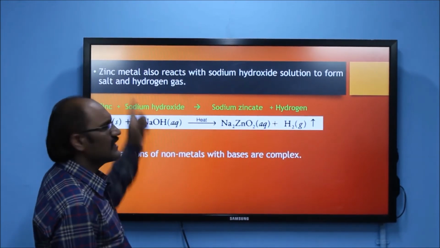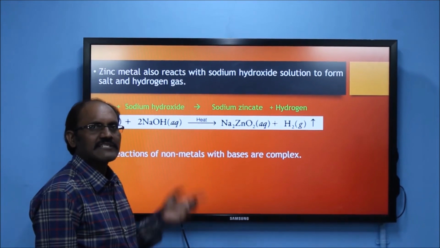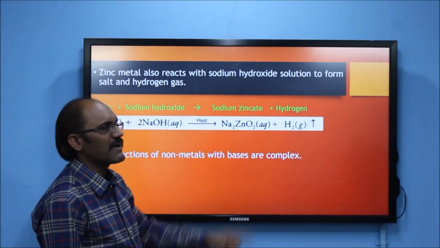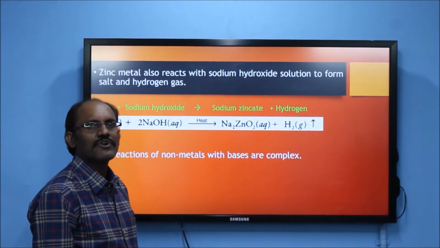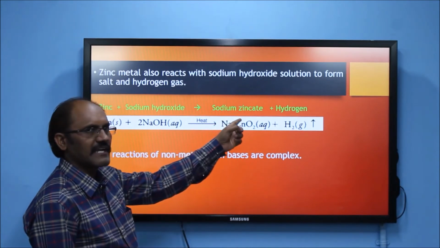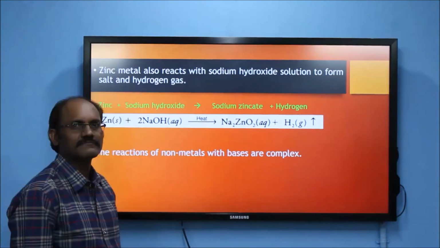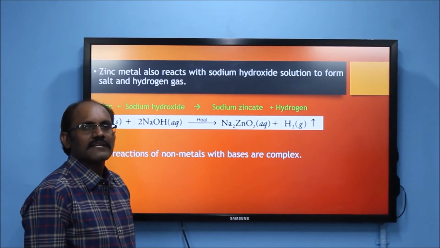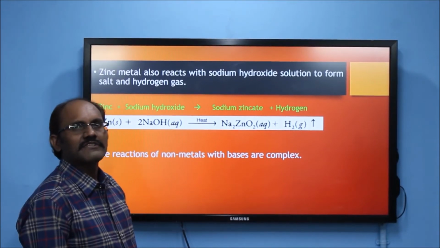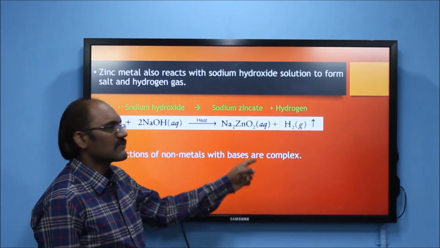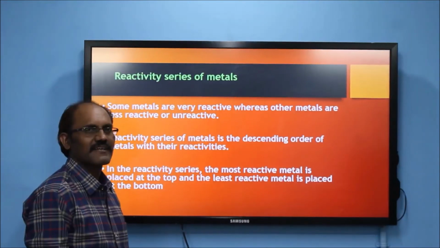Similarly, zinc is another metal. When zinc metal reacts with sodium hydroxide solution, it produces sodium zincate and hydrogen gas. The reaction of a nonmetal with bases is quite complex.